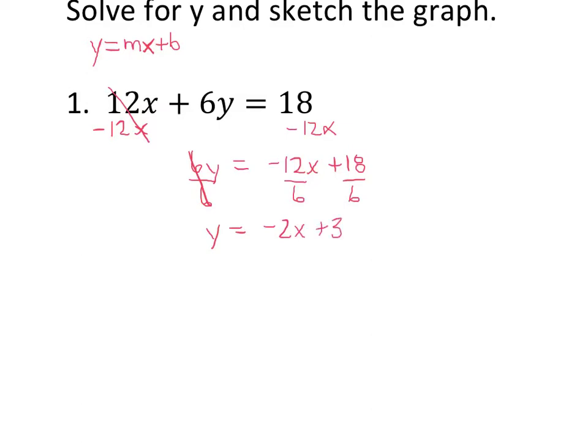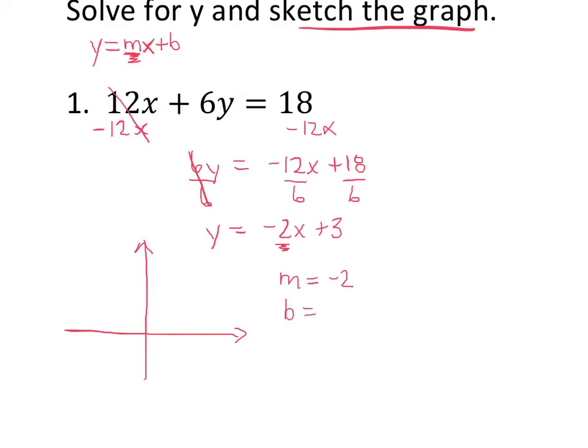Okay, and now it says for us to sketch the graph. So we're going to draw an x and y axis over here. Now to do this, we need to write down what our slope and our y-intercept is. If you remember from the equation, our m is our slope, and in this equation the negative 2 is in the place of the slope, so m is negative 2. And then our b, our y-intercept, is 3.